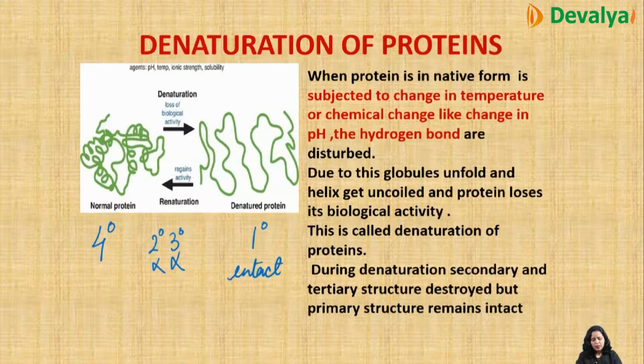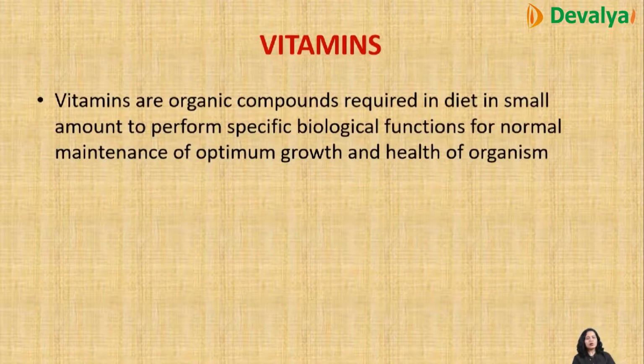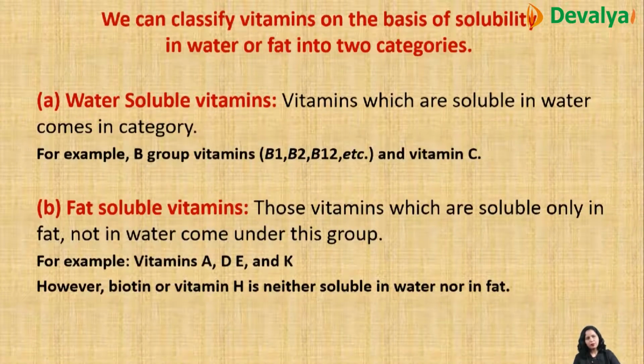So this is known as denaturation of the protein. Next is the vitamins. They are the organic compounds required in the diet in small amounts to perform specific biological functions and for normal maintenance of optimum growth and the health of the organism. We all know that vitamins play a vital role in our body. And now they are divided into two types, water soluble and fat soluble.